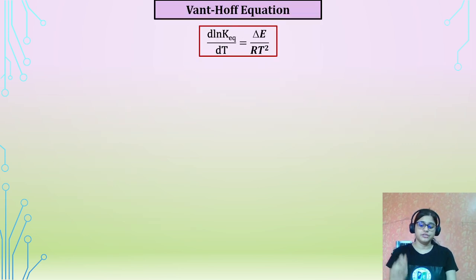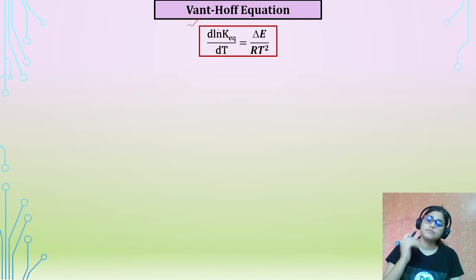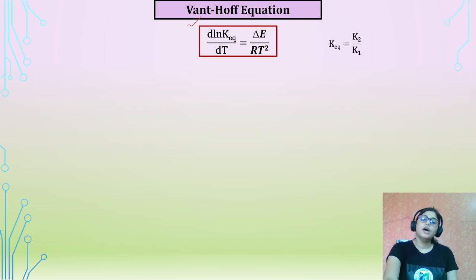Now the Van 't Hoff equation. Why are we reading this Van 't Hoff equation? This is also very important. From this only we can go towards the Arrhenius equation. Carefully, please see this: d ln K equilibrium by dT equals delta E by RT square. This is the Van 't Hoff equation. This is also a popular equation. You have to remember this also. Where K equilibrium is K2 by K1. K2 means the forward rate constant, if a reaction is like that.